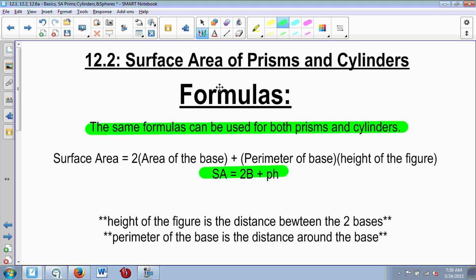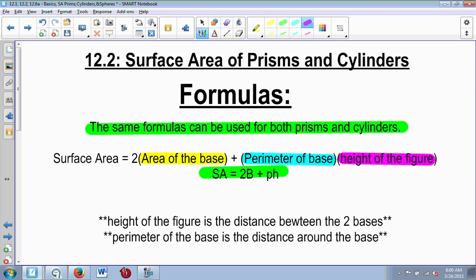What you need to know is that B stands for the area of the base. So whatever shape the base is, you're going to find that area. The P stands for the perimeter of the base. So whatever shape the base is, you're going to find that perimeter. And then we're going to multiply by the height of the figure.